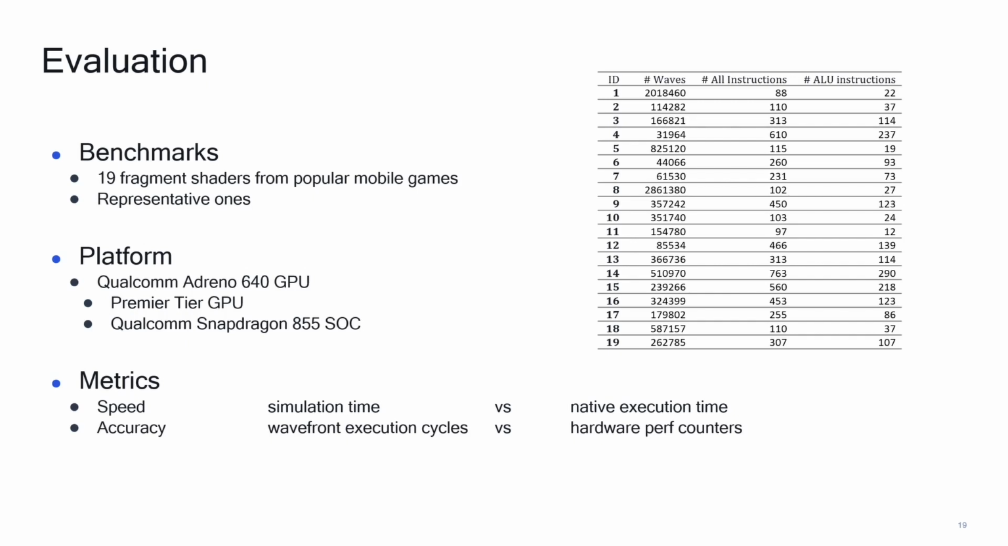We use slowdown to evaluate the speed, which is the time a shader spent on the simulator versus on a real GPU. For accuracy, we compare the wavefront execution cycles in simulation versus cycles obtained by hardware performance counters. We did the on-device measurements in temperature-controlled environments. We also did multiple runs and averaged the results to reduce the noise in the data.